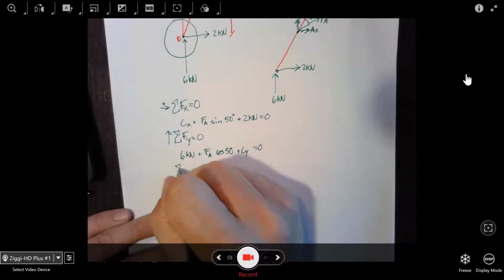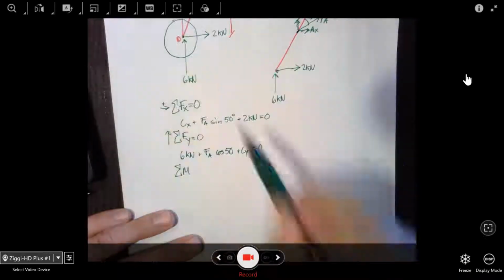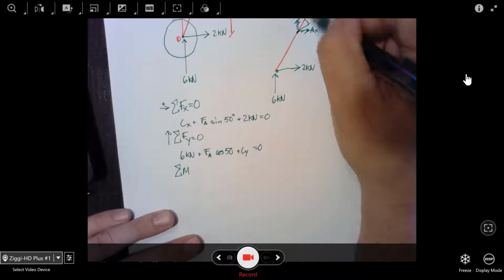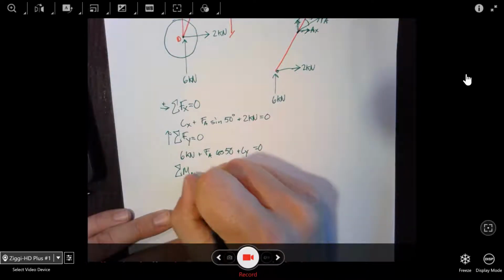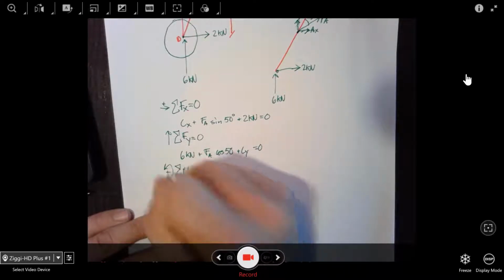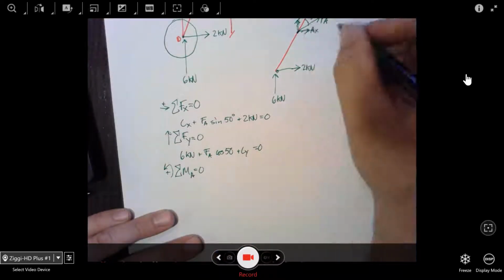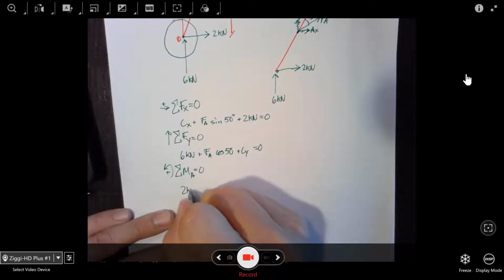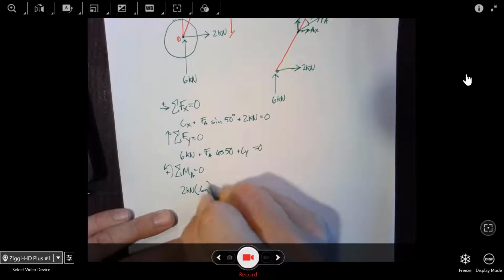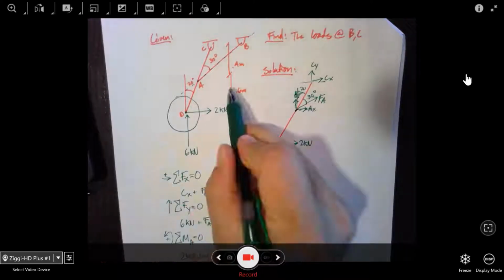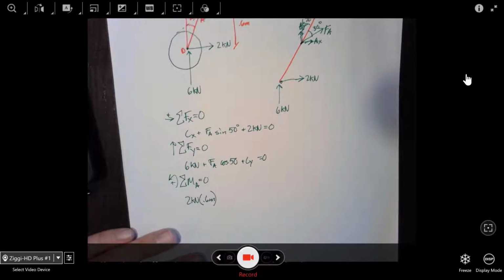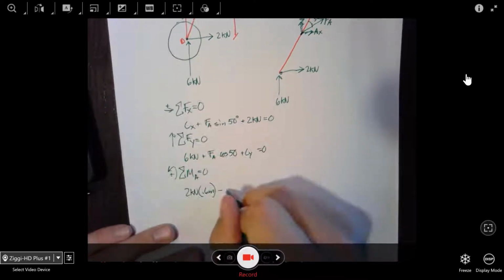And then if I sum the moments, I can sum the moments about any point that I would like. I'm going to go ahead and choose this point, though, so that I don't have to do trig for these other guys. So I'm going to sum the moments about A and set that equal to 0. Okay? So if I sum the moments about A, remember that we had 0.6 meters here. So it looks like 2 kilonewtons times 0.6 meters, right? Looking at our drawing, 0.6 meters is the lever arm to point A. And that's going to go in the counterclockwise direction, so it's positive.